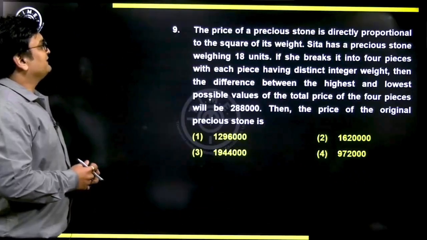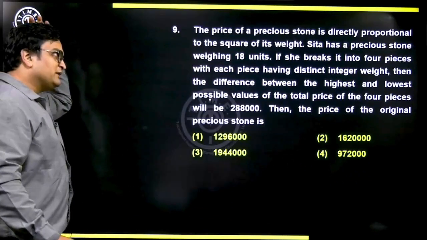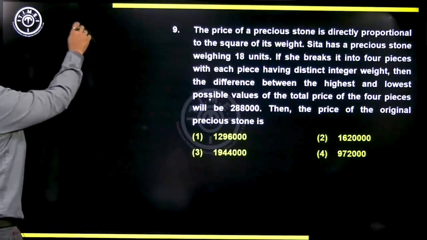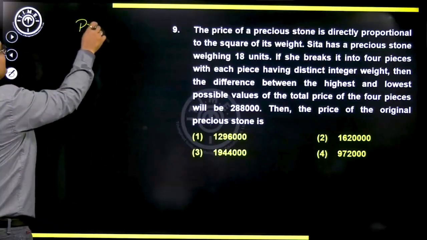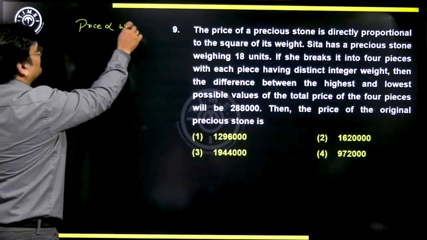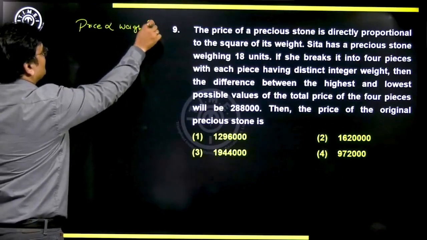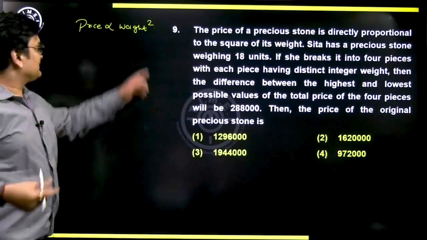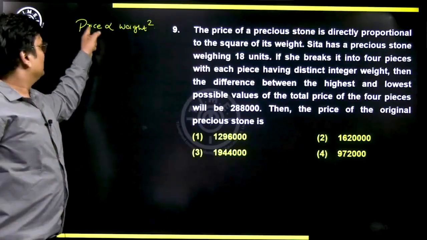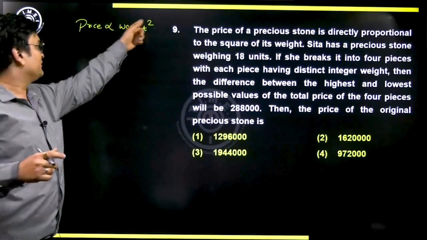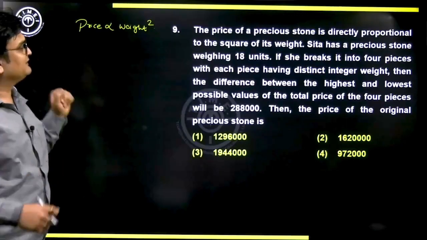Question number 9 says the price of a precious stone is directly proportional to the square of its weight. So if I write the price, it is directly proportional to the square of the weight. That means if the weight doubles, say W becomes 2W, the price will become 4 times, right? It won't become double, it will become 4 times because there is a square term associated.